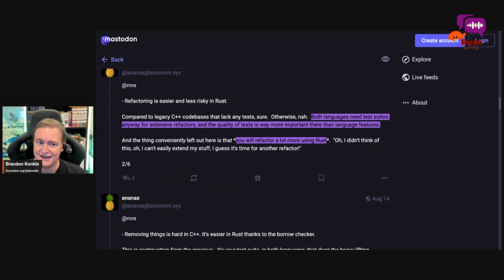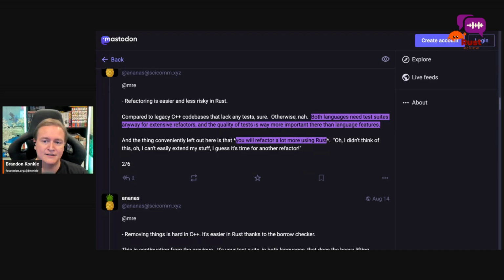Both languages need test suites anyway for extensive refactors, they say, and that I agree with. I would say they say the quality of the tests is more important than the language features. In my opinion, the language features help you not have to write as many tests. Your tests can be more focused. They can cover the things that the language features don't handle.